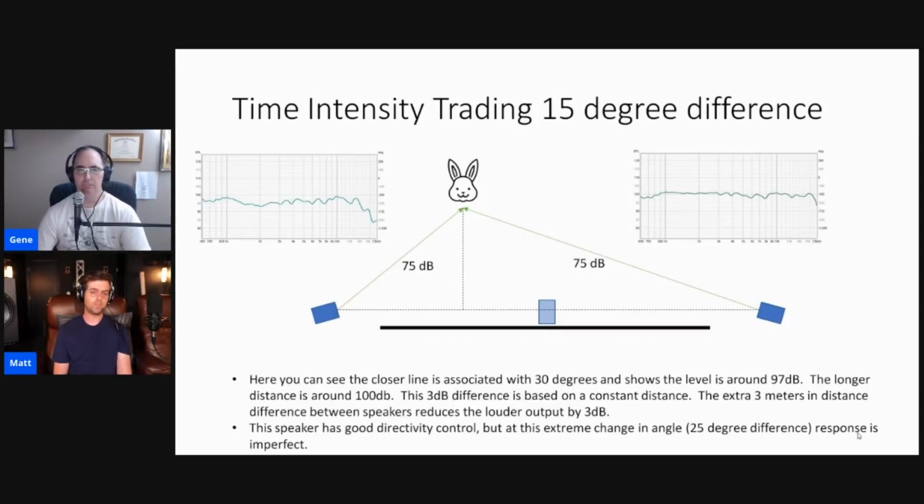And that little dip that you're seeing there certainly is probably a little bit audible, but it's not a huge difference. So for the most part, what you're seeing is a very similar response. They're not identical, but they're very similar. But you've been able to take advantage of the time intensity trading in this case to allow that center image to stay right in the middle, even though you've shifted dramatically.